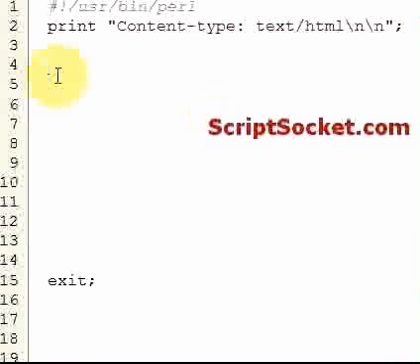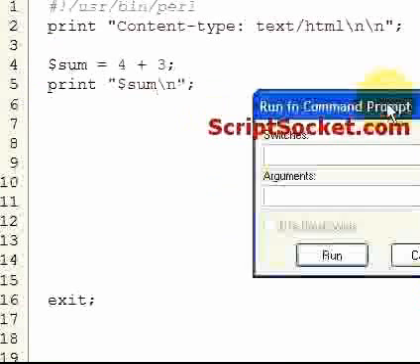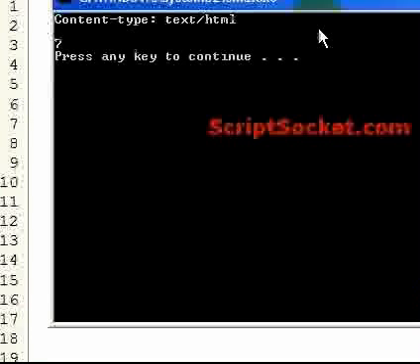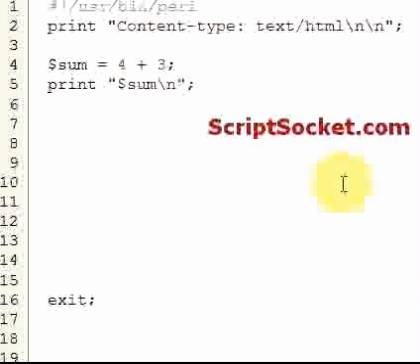So let's create a sum equals 4 plus 3. Let's print our sum. We get the number 7. That's no surprise. We can also subtract one number from the other. So let's subtract 4 minus 3, and that's our sum, 1.